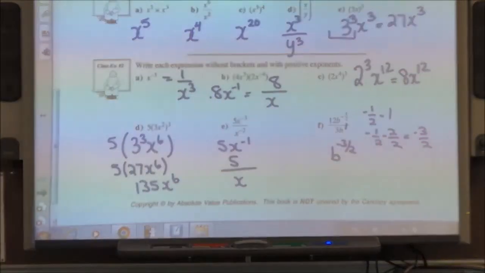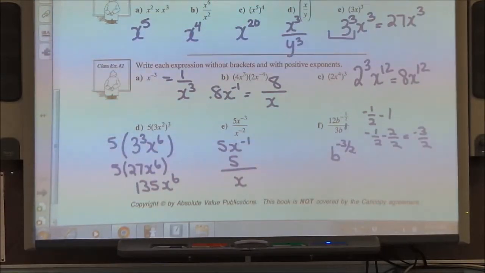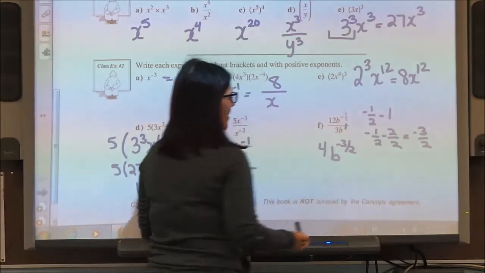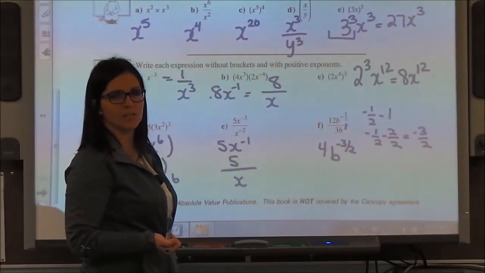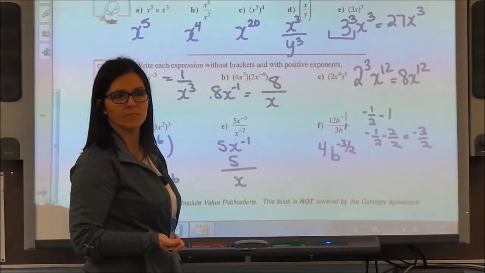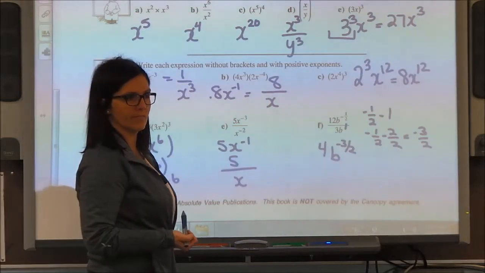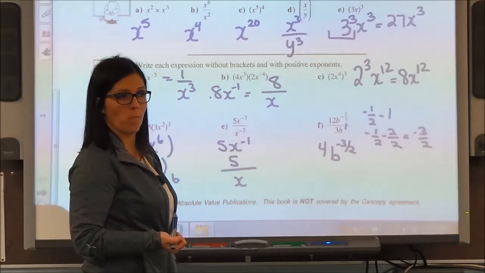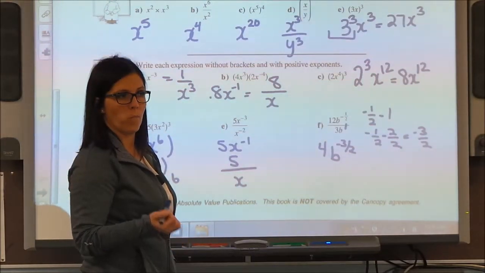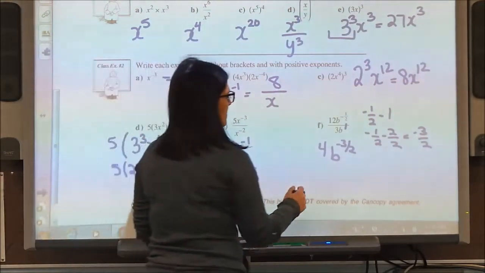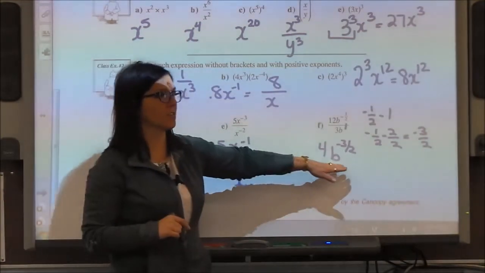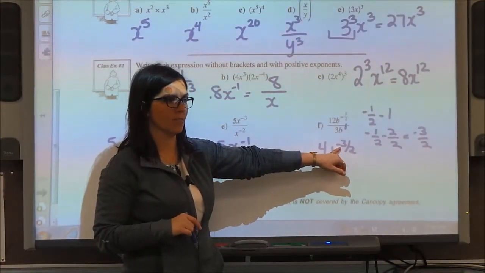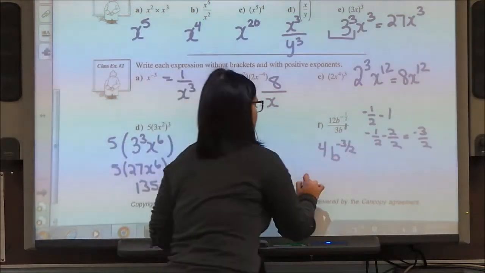What about the 12 and the 3? Divide those. And what do I get? 4. Okay? And then how do I make this -3 halves positive? What do I do? You go 2. That's putting it as a radical. I don't want it as a radical, I just want to leave it as an exponent. So how do I make this exponent positive? Put it on the bottom.